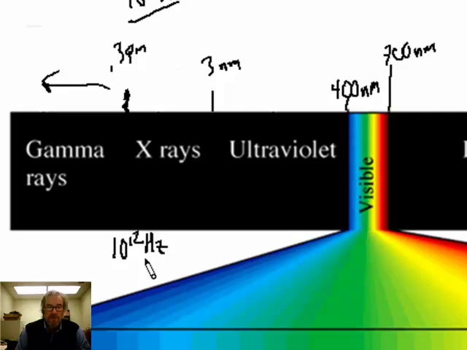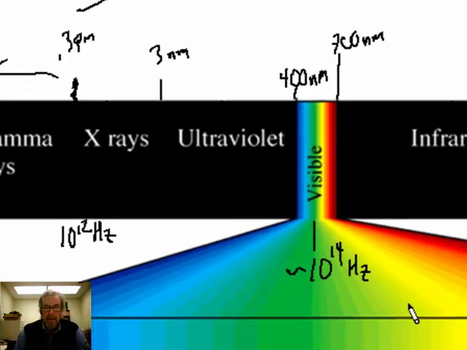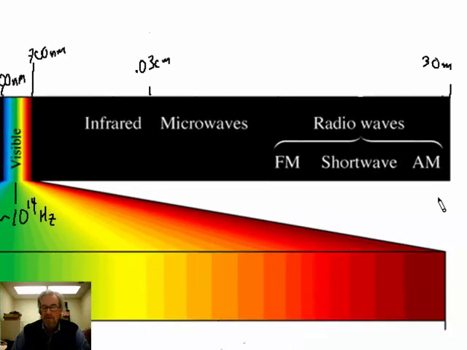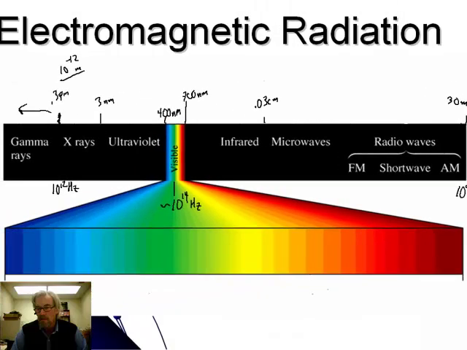The visible light is about on the order of 10 to the 14th hertz. So that's about 100 million vibrations per second. And the longest waves, those really long radio waves, have a vibration frequency of 10 to the 4th hertz. So that's only 10,000 times a second, which seems really fast, but compared with 100 million times, it's very, very slow. So that's kind of the range of the electromagnetic spectrum.